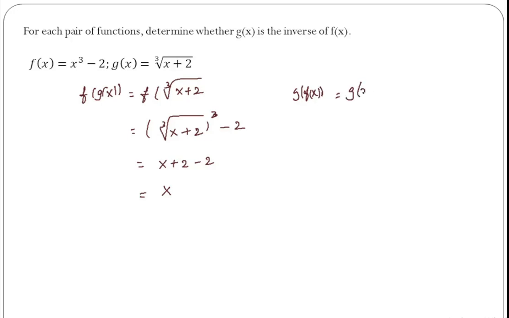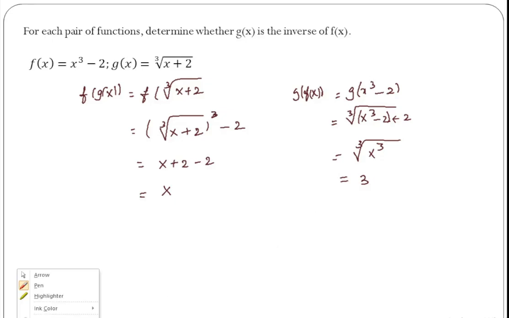Now we can find g of f of x. f of x is x cube minus 2. Then g of x is the cube root of x plus 2. Here x is x cube minus 2, and plus 2 is in the function. Then plus 2 and my negative 2 is cancelled. Cube root of x cube. Cube root and cube are cancelled. So simply x. So both the conditions are satisfied.